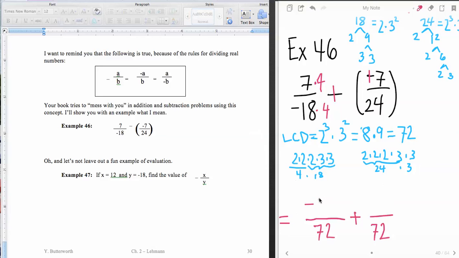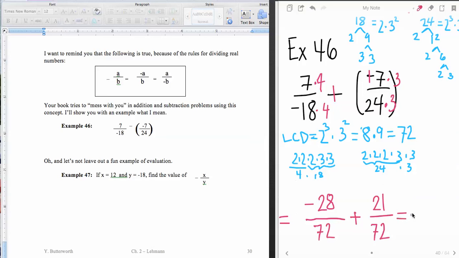So that tells us that our new numerator is 7 times 4, which is 28, and it is negative. Here, 24, here's 24, and then that leaves a 3 left over, so times 3. So times 3 up here. So 3 times 7 is 21, and that one is positive.